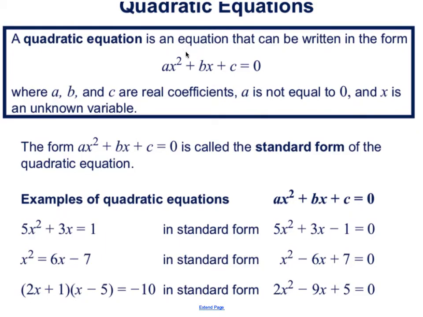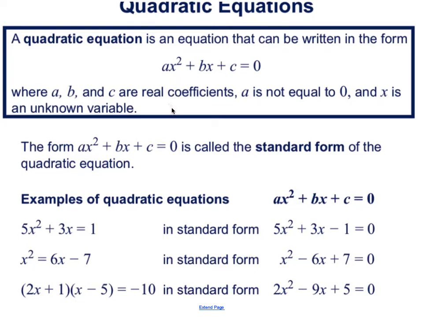A quadratic equation is an equation that can be written in the form of ax squared plus bx plus c equals 0, where this coefficient a, this coefficient b, and this coefficient c are real numbers, real coefficients. And this coefficient a cannot equal 0, and x is the unknown variable.